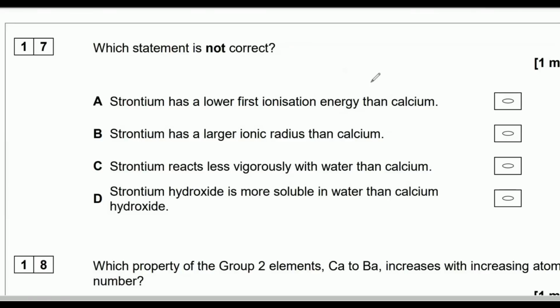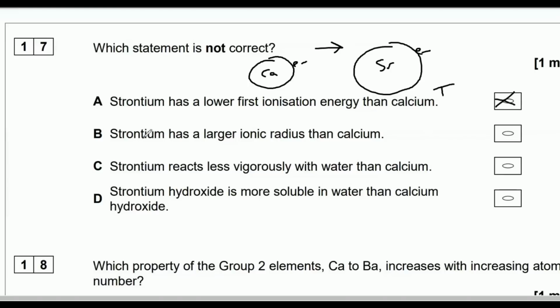Well, let's have a think about that. Strontium is lower in the group than calcium. What do we know about the size of the atoms as we go down? They get bigger. There's an extra electron shell, electrons further from the nucleus, extra shielding, less attraction to the nucleus. That's actually true. It does have a lower first ionization energy, and we're not looking for the true answer.